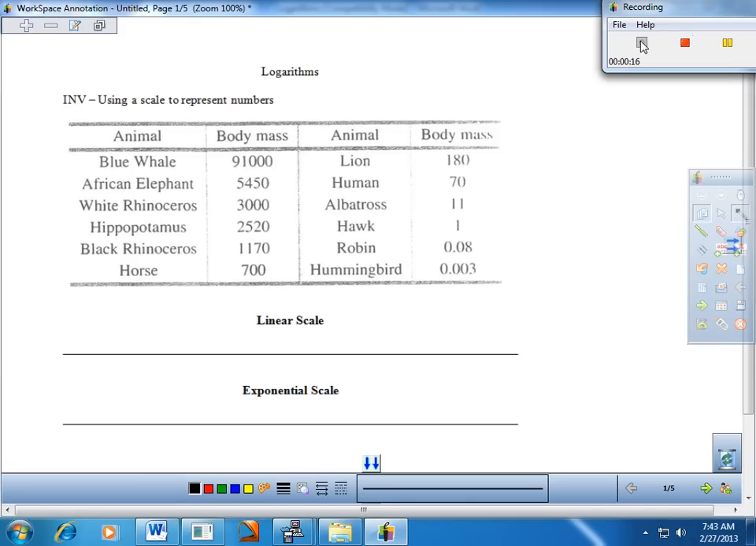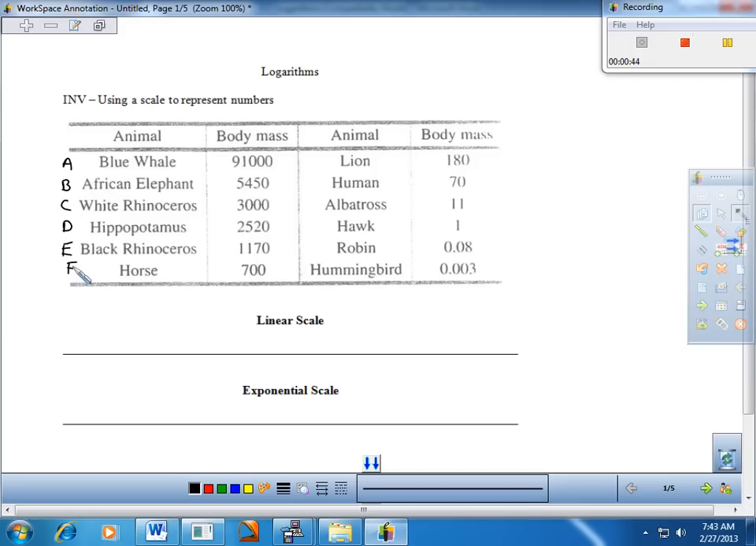So we'll start off with an investigation here, and I'll just read from the board. It says, using a scale to represent numbers. I pasted a little table in here of different animals and their body masses, and I believe these are in kilograms, by the way, not that it matters a whole lot. Here's what I'll ask us to do: next to each animal, put a letter, and then we're going to try to plot these on a number line, which sounds fairly elementary, at least initially.